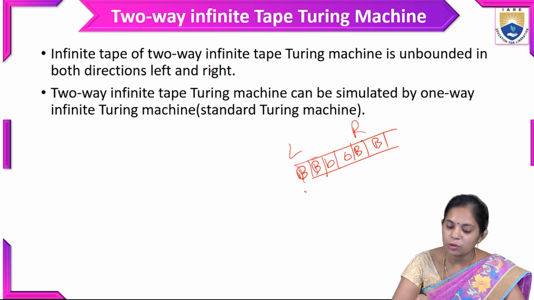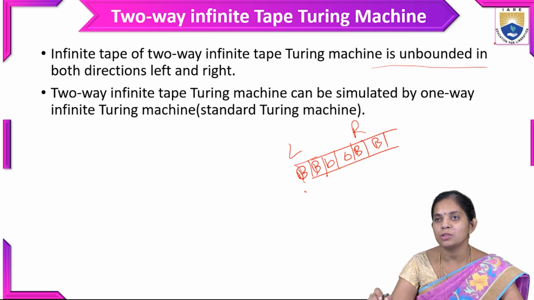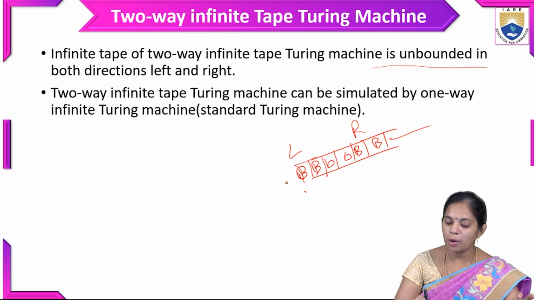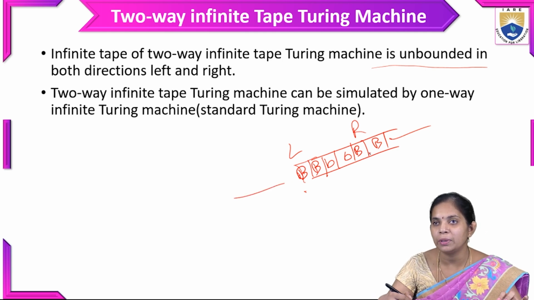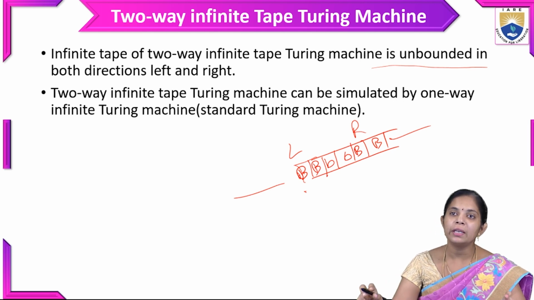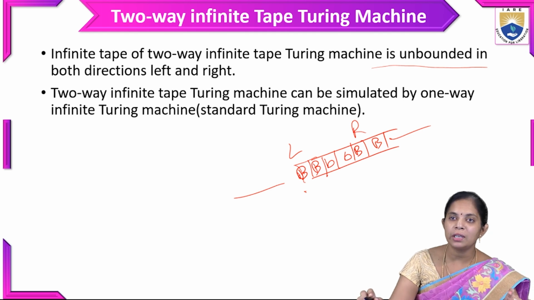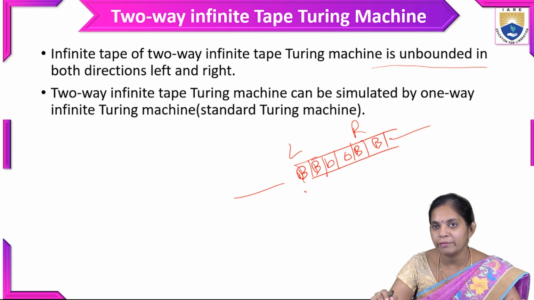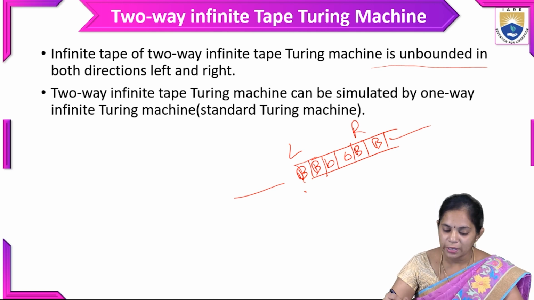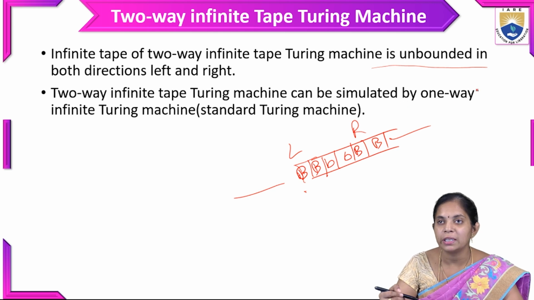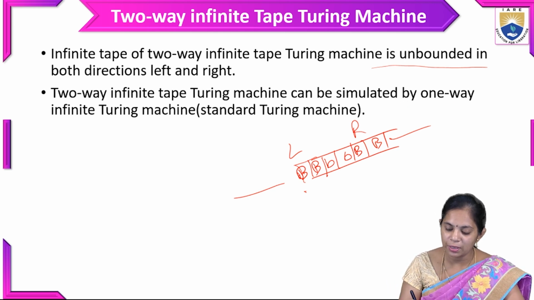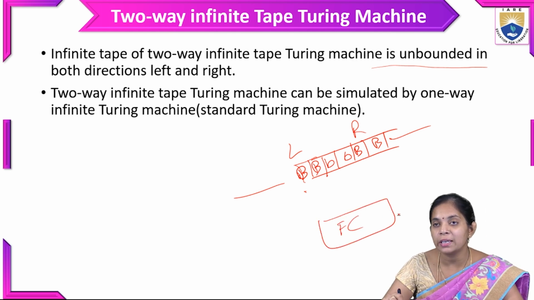The two-way infinite tape Turing machine is unbounded in both directions. So there are no boundaries. It is unbounded, unlimited infinite tape, in either direction, left-hand side or right-hand side. And a two-way infinite tape Turing machine can be simulated by a one-way infinite tape Turing machine, that is, the standardized Turing machine.